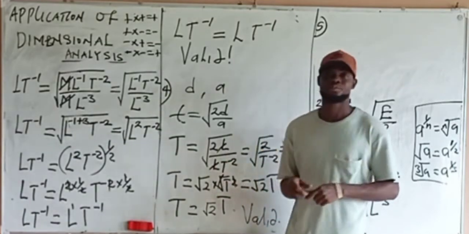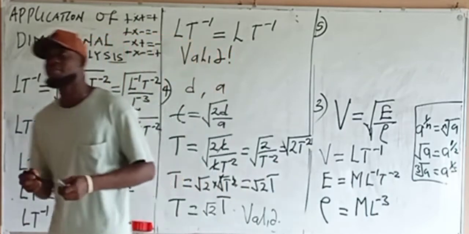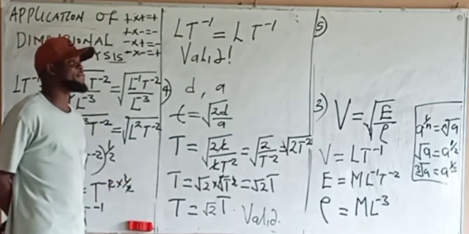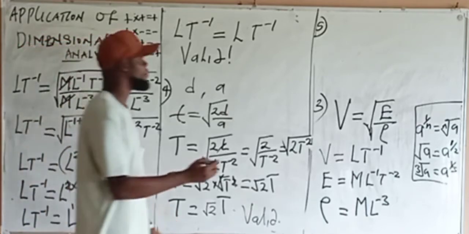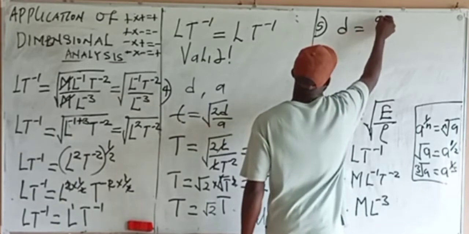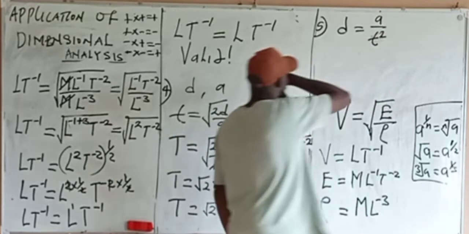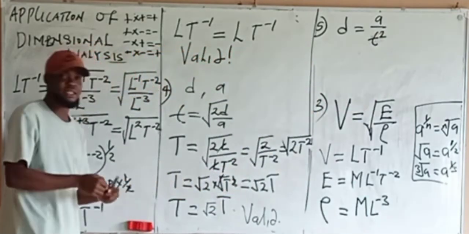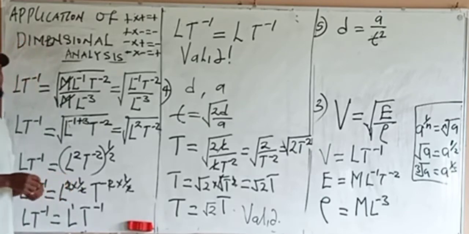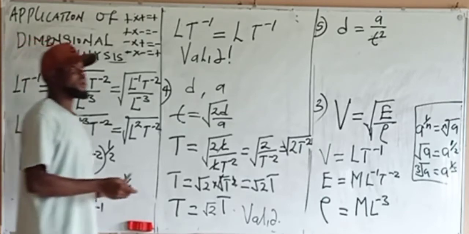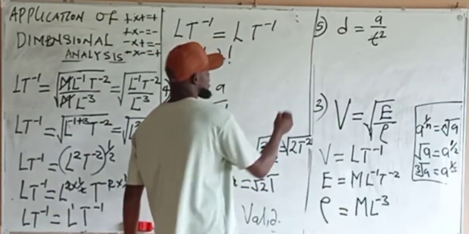Number 5. The displacement of a particle is defined by the equation d equals a over t squared. Use dimension analysis to check if the equation is correct. Let's check if the equation is correct.